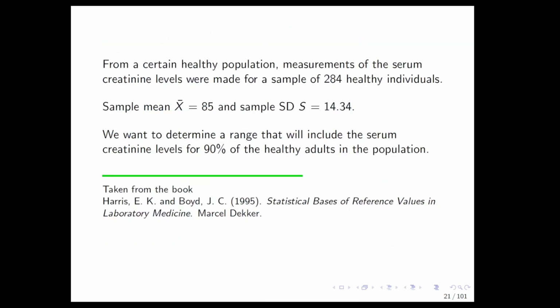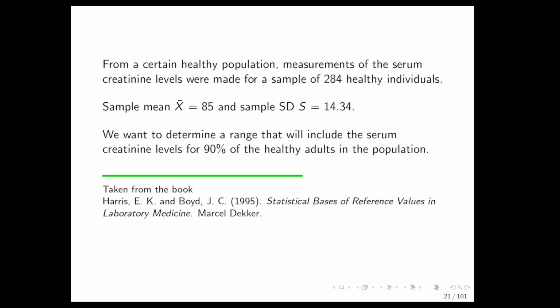All right. So I saw a data set in this book. This is a sample of 284 data on the creatinine level for 284 healthy individuals from some population. So the sample mean is 85 and the standard deviation is 14.34. Now we want to compute a range that will include 90% or more of the creatinine levels for the healthy population. That means I now want a lower limit and an upper limit.